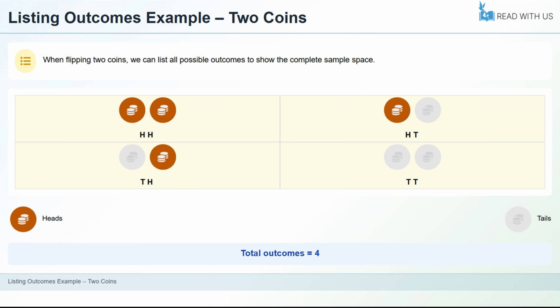Suppose we toss 2 coins. The possible outcomes are HH, HT, TH, and TT. That's a total of 4 possible outcomes. We listed them by writing every combination of heads and tails.